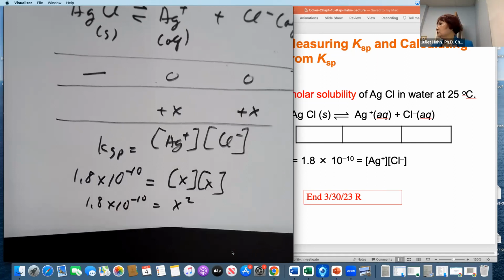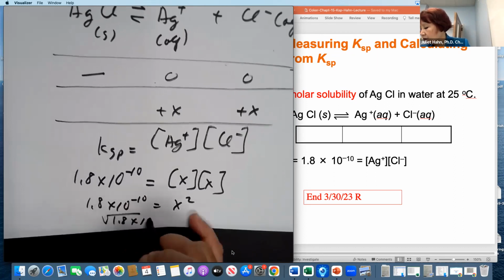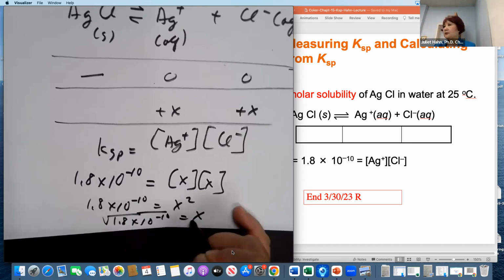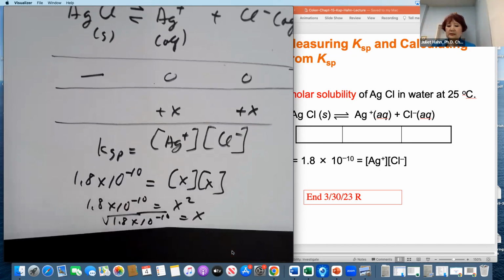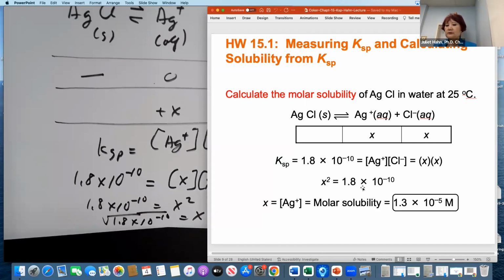And then you just have to use your square root button on your calculator. So you get the square root of 1.8 times 10 to the negative 10th is equal to x, and then you should be able to get the number. I believe I have the answer on the next PowerPoint. There you go. So x squared is equal to 1.8 times 10 to the negative 10th. Punch the square root button on your calculator, and you get the solubility of silver is 1.3 times 10 to the negative 5th.